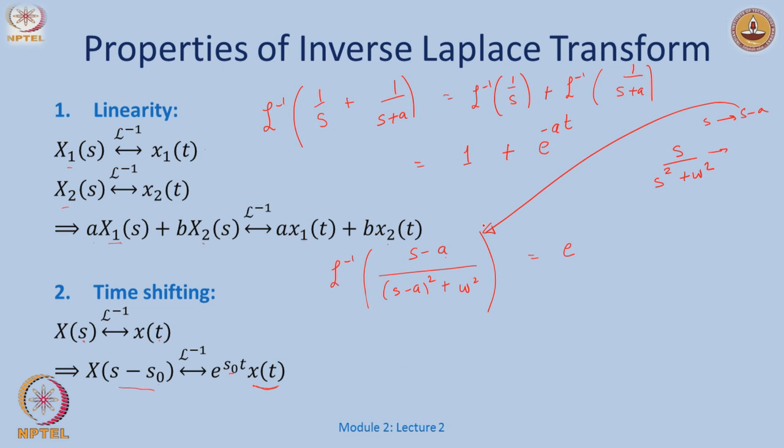Okay. So, this means that I can use this property of shifting, that my signal in the time domain would now have e power a t. Now, I know the inverse of this, this is my X(s). The inverse Laplace of this is simply cos of omega t.